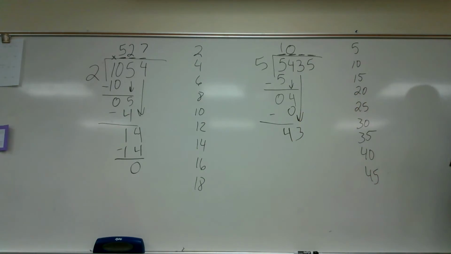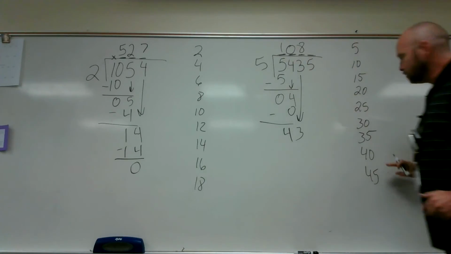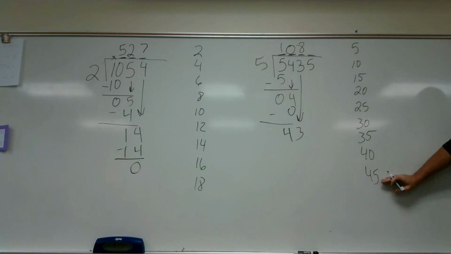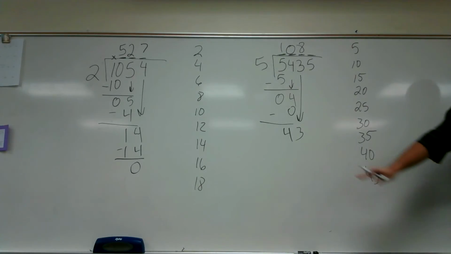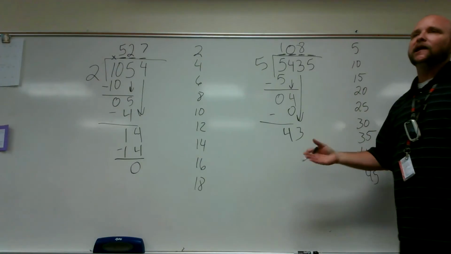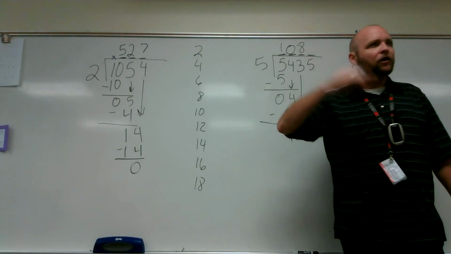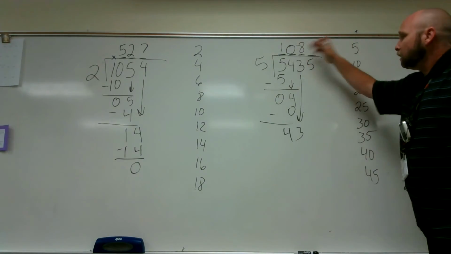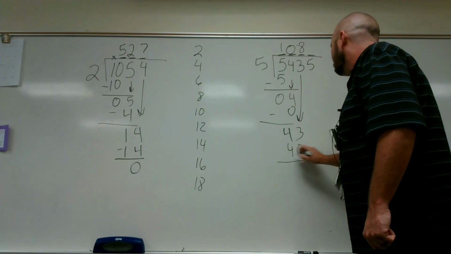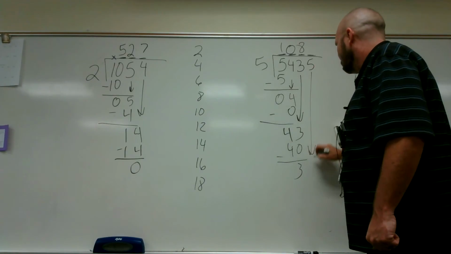Okay, so it goes in 0, we subtract, we get 4, we bring down the 3. Lainey, how many times does 5 go into 43? 1, 2, 3, 4, 5, 6, 7. Nope. 8. Good. So 8 times 5 is 40. Why did we not use 9? Because 45 is higher than 43. Good. We need to look at less than or equal to, but as close as we can get without going over. We subtract, we get 3. We bring down the 5.